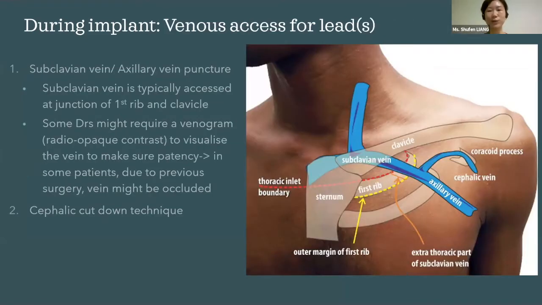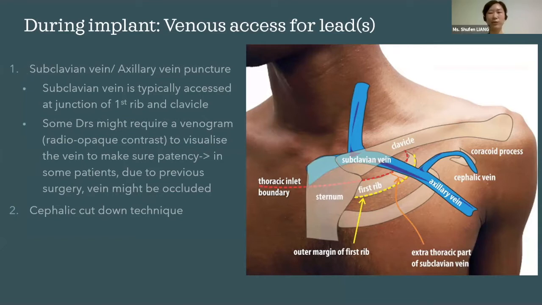Okay, so when the pocket is created, then we can do the puncture. At this point, I would like to say some doctors might want to do puncture first before creating the pocket. So this is really up to the doctor's preference. But in our lab, usually we create the pocket and then we do the puncture.